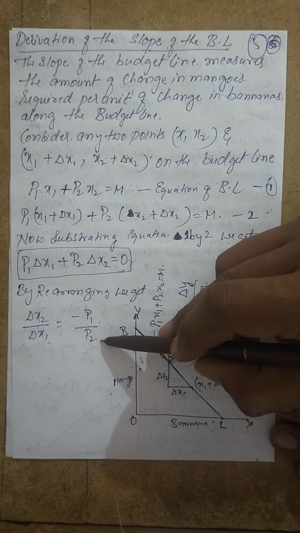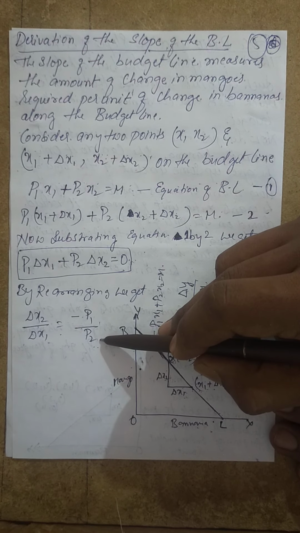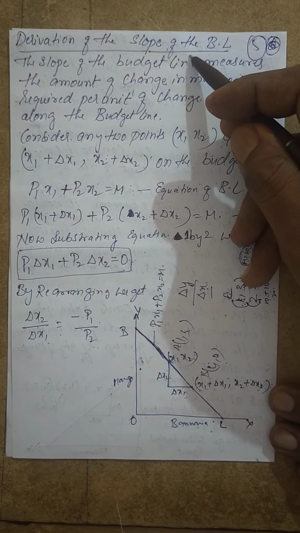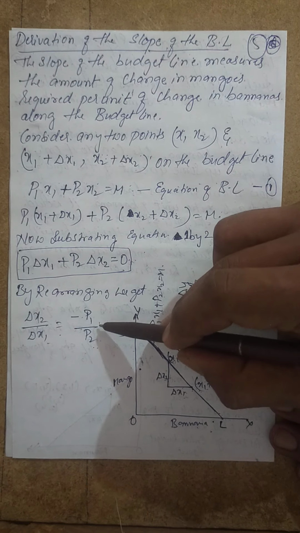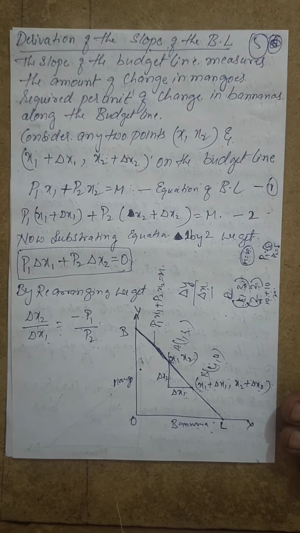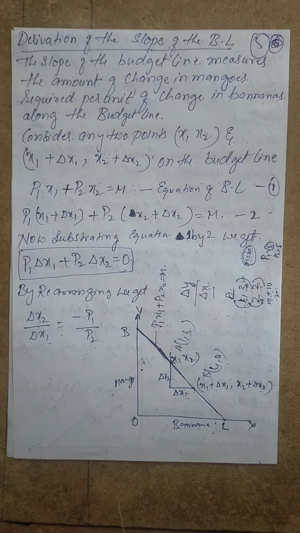So P1 by P2, that means price of first good divided by price of second good, becomes the slope of the budget line. So whenever you are going to calculate the slope of the budget line, you should follow this formula. So this is the formula for derivation of the slope of the budget line. So hope you have understood.